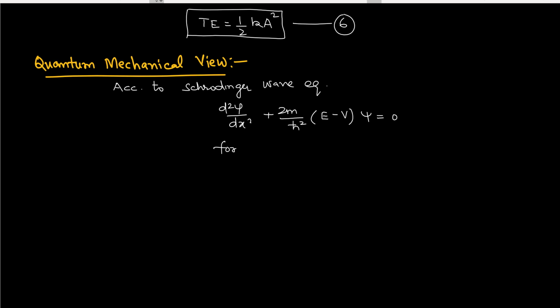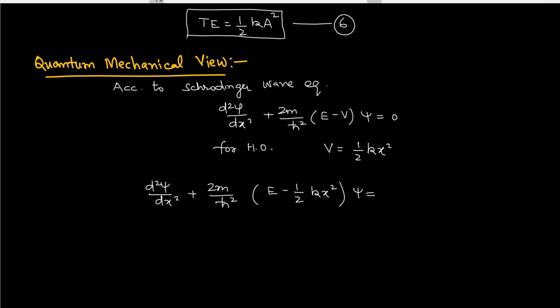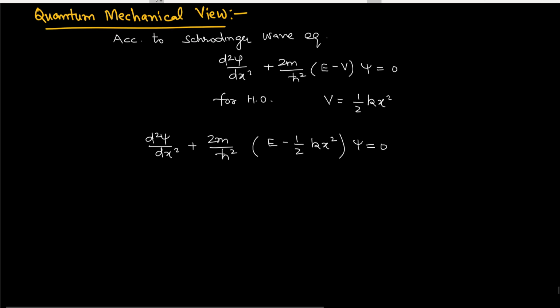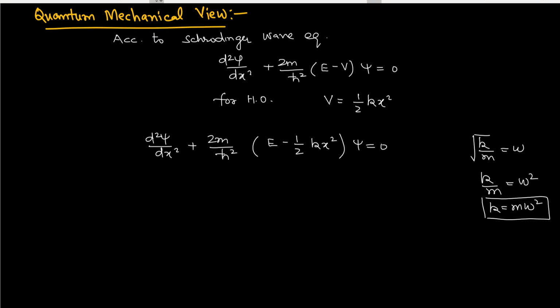And for the harmonic oscillator, as we have proved, the potential energy is half k x square, and if we substitute this in the above equation, we will get... and as we know, under root k upon m is equal to omega, so k upon m is equal to omega square, so k is equal to m omega square.